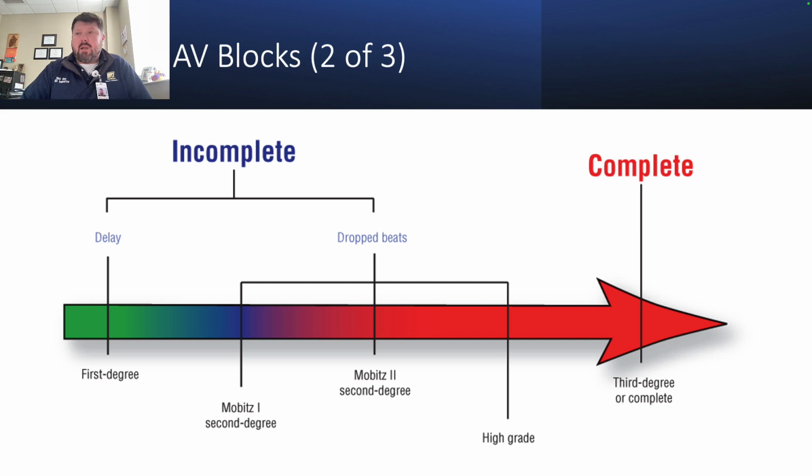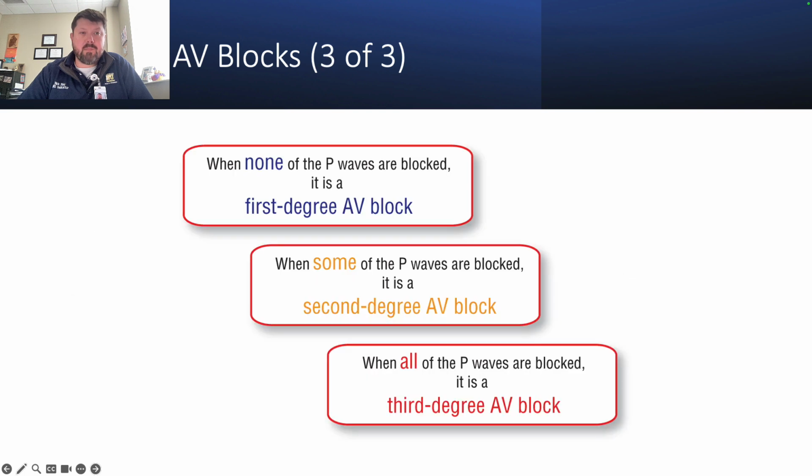So on this image here, the red indicates the potentially lethal nature of these higher degree AV blocks. And as I mentioned before, you have a delay, then you have an incomplete or partial block, and then you have a complete block, with a third degree or a complete heart block being the most serious of all the blocks.